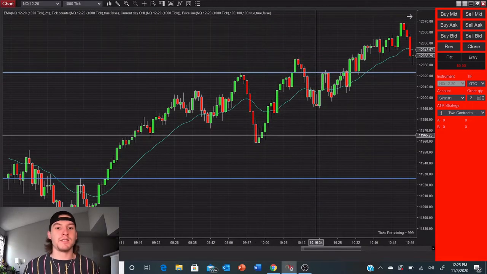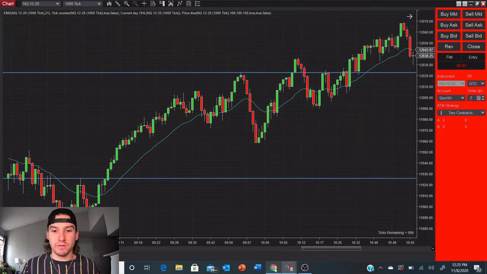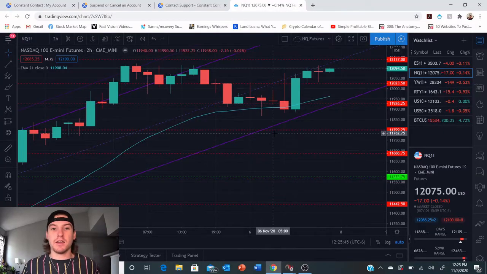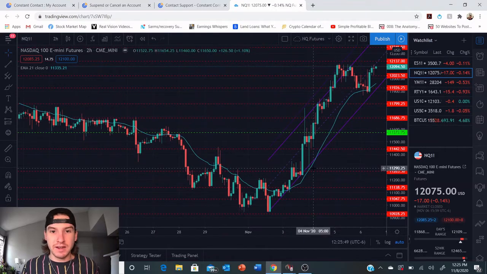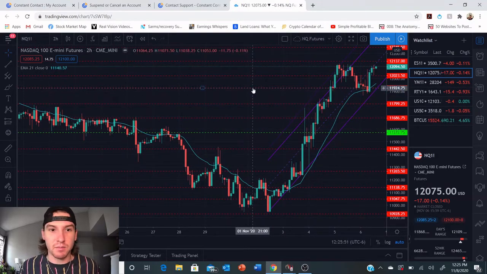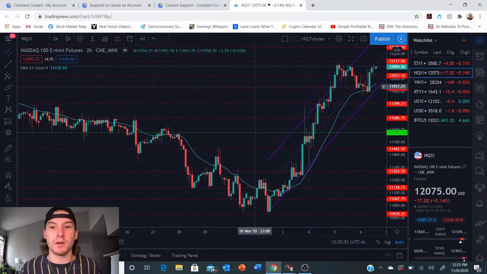Next thing that I use, guys, is the support and resistance levels that I find on the 2-hour time frame from TradingView. Basically, I'll just go over to TradingView, which I can do right here, and I will look at this chart on a larger time frame, and I will find areas of support and resistance that price struggled getting through on the 2-hour time frame.